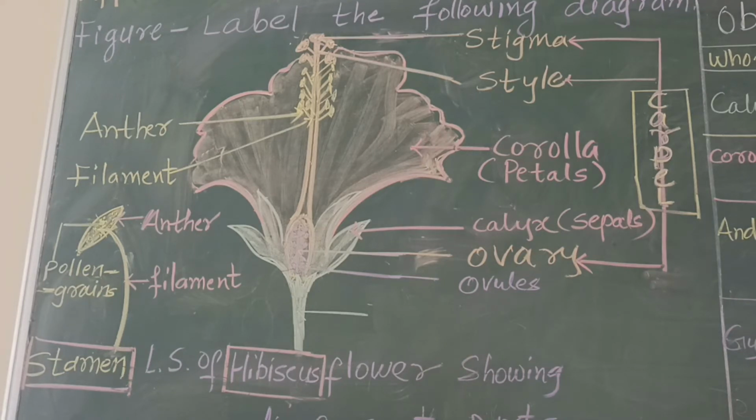And the remaining parts, that is root, stem and leaves, are the parts which take part in vegetative reproduction or asexual reproduction. But in sexual reproduction, the plant part is the flower. That's why it is known as the structural unit of sexual reproduction in plants.